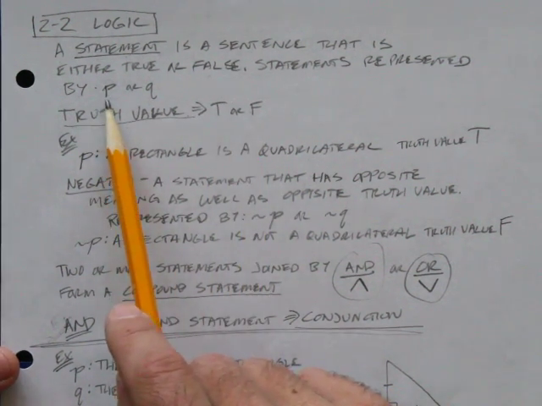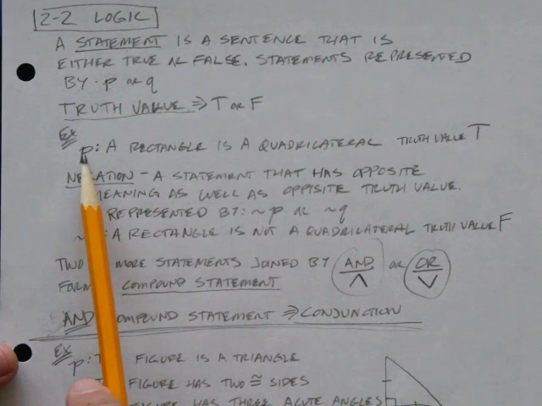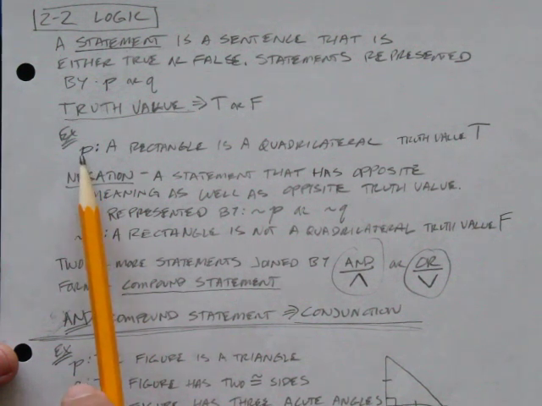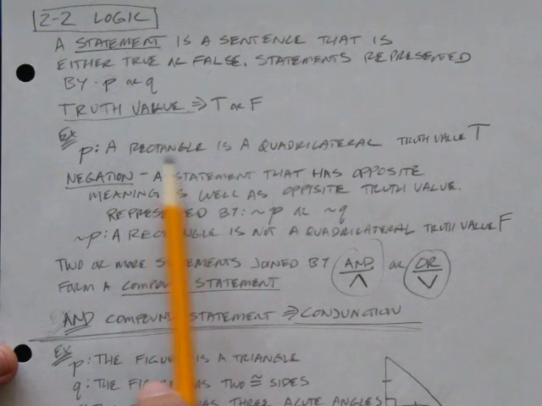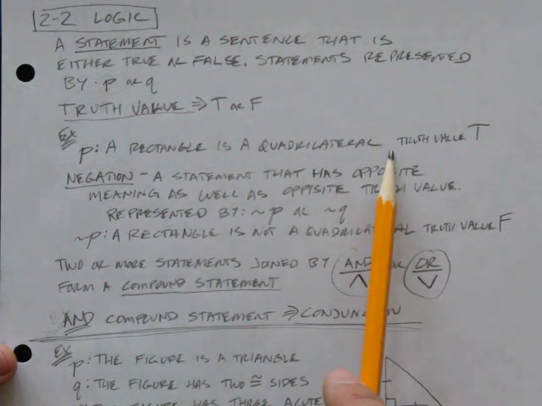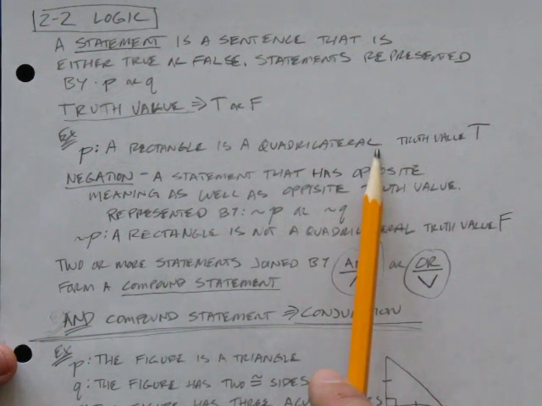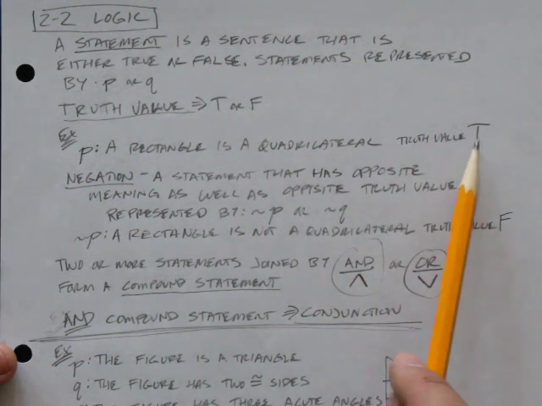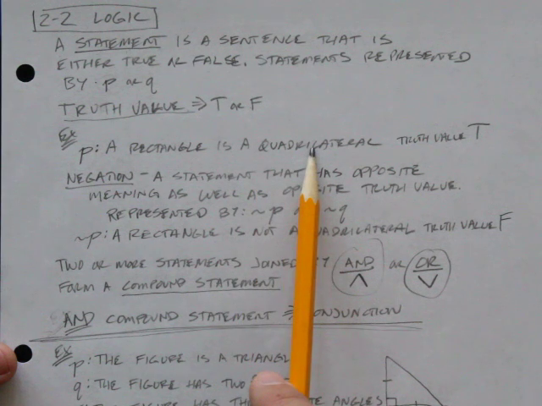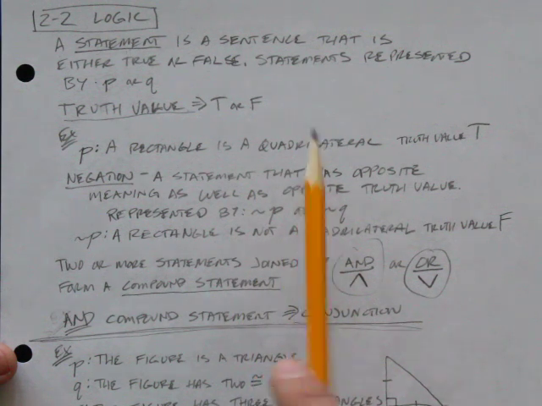So I might make a statement P. Here's my statement, and my statement is statement P. A rectangle is a quadrilateral, and that's my statement. A rectangle is a quadrilateral. And my truth value is true. A rectangle is a quadrilateral. All right?